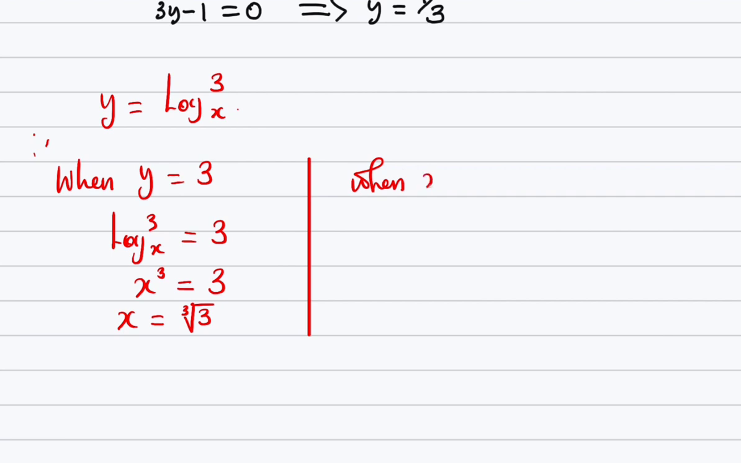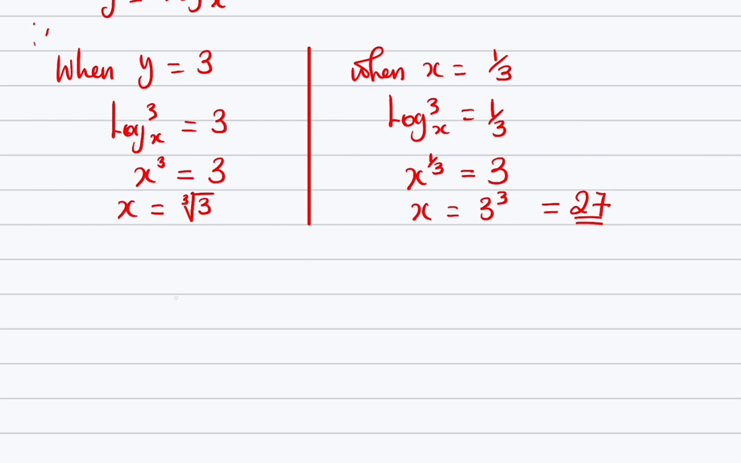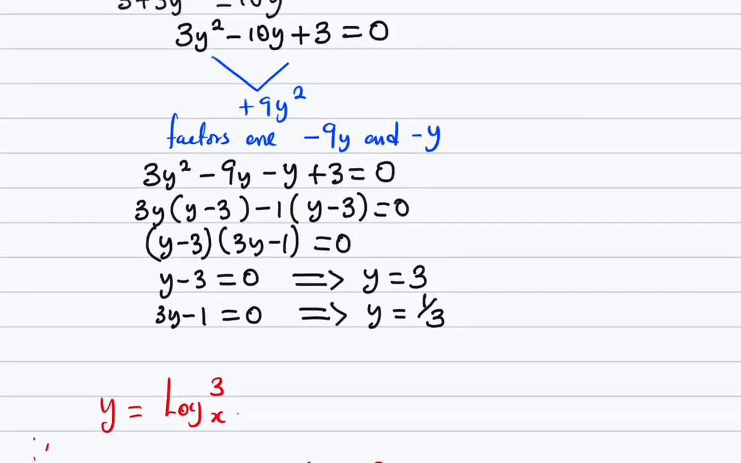When y is equal to 1 over 3, this will be log of 3 base x is equal to 1 over 3. So it will be x raised to the power 1 over 3 is equal to 3. Now, when we cube both sides, we are going to have x is equal to 3 cubed, so that is going to be 27. So we have two answers: x is equal to the cube root of 3, and x is equal to 27. This is how we can apply this and solve the question.